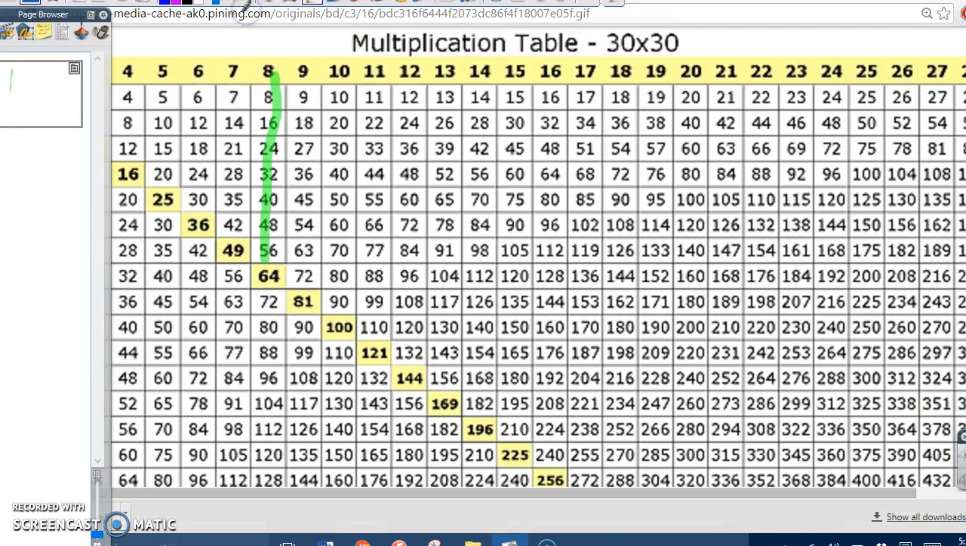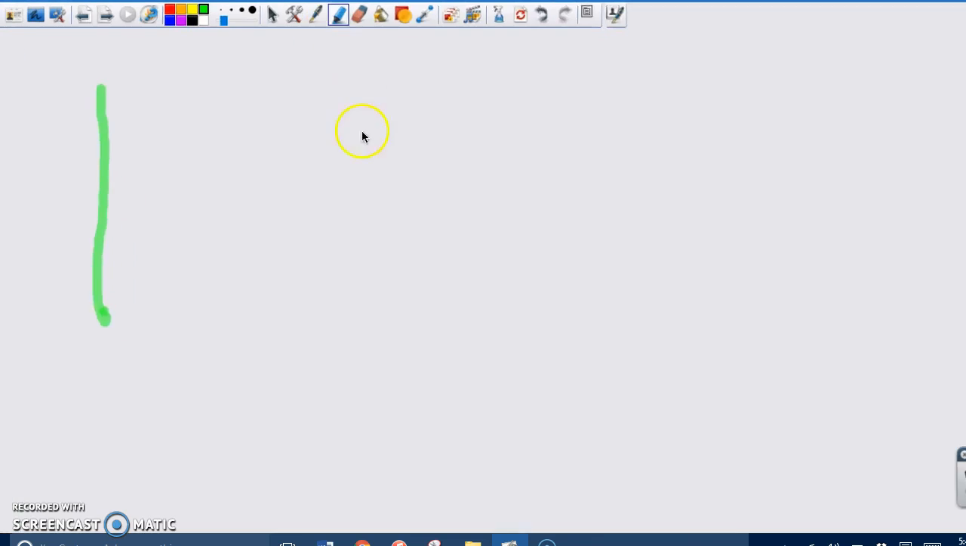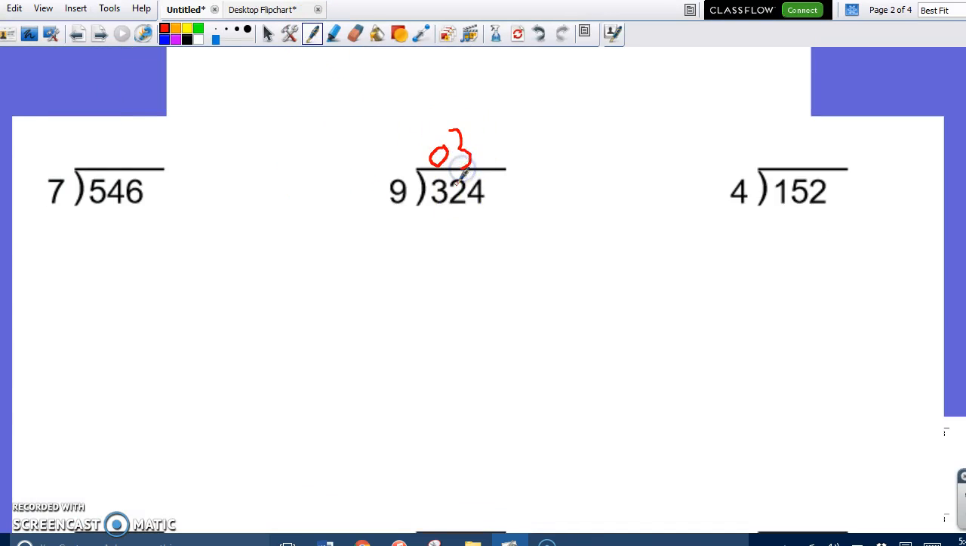Not sure? Go ahead and look at your multiplication chart under the 9 and figure out how many times it will go into 32. 36 is too big. So my closest one is 27. So it's 3 times because 9 times 3 is 27. So I'm going to take that 3, put it above the 2. Don't forget to multiply. 9 times 3, we just discovered, is 27.